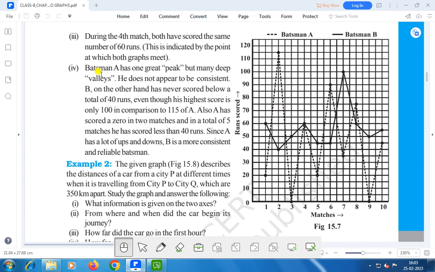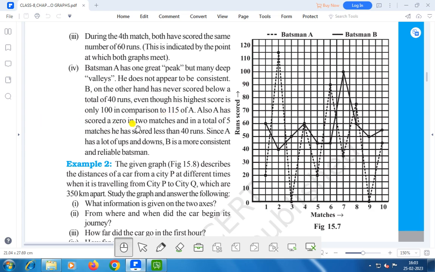Right? Batsman A has a great peak, but how many deep valleys? A does not appear to be consistent. B, on the other hand, has never scored below a total of 40 runs, even though his highest score is only 100 in comparison to 115 of A.